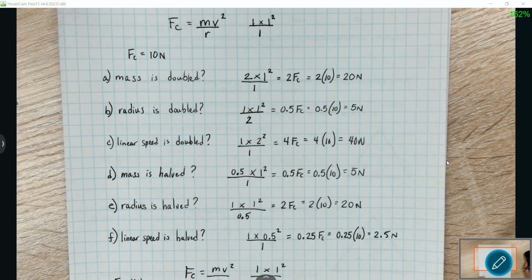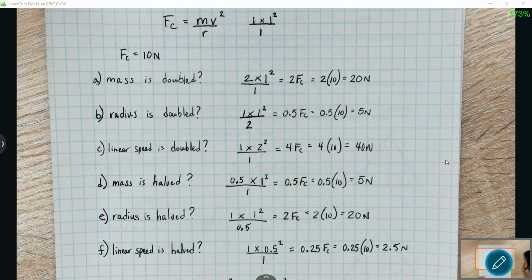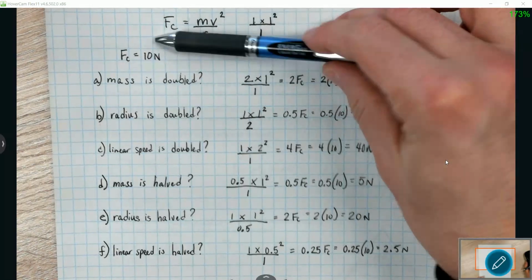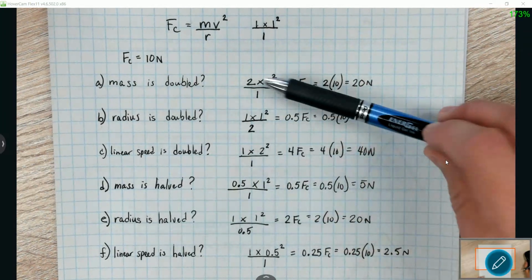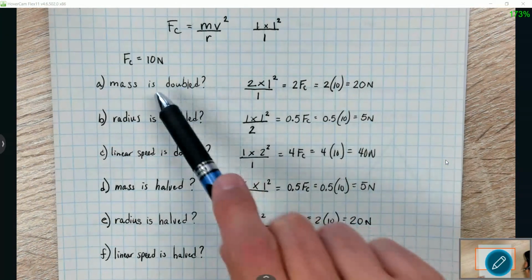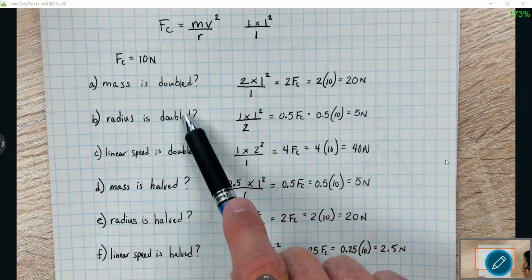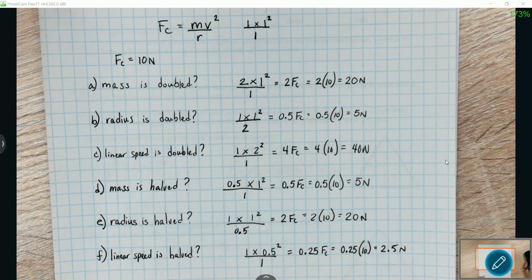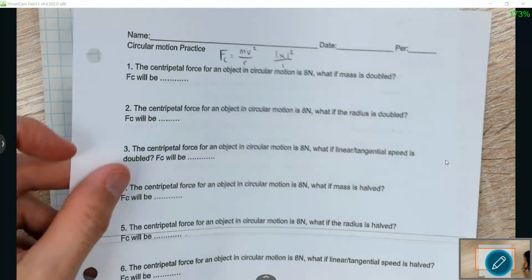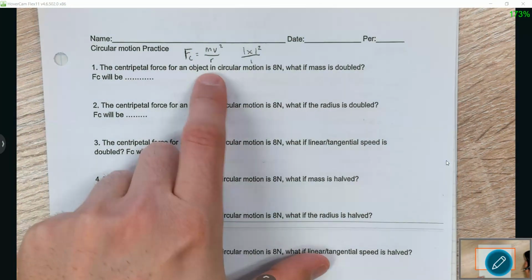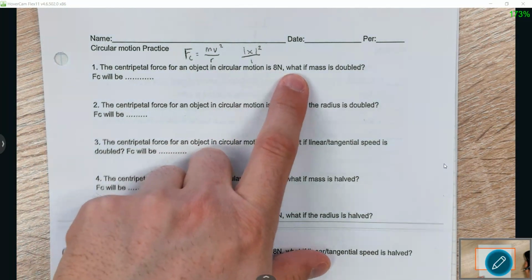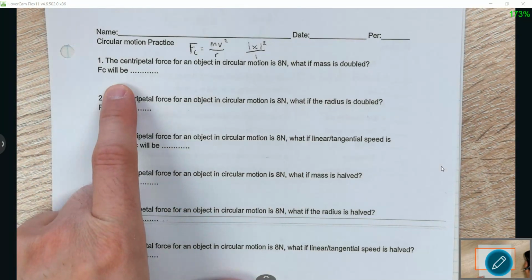All right, now your assignment that you're going to be doing, one of the problems, you're going to have questions like these. All right, you show the work just like this, but look for it. Mass is doubled, radius is doubled, linear speed doubled. Okay, it looks like this. The centripetal force for an object is 8 newtons. What if the mass is doubled? The force would be what?